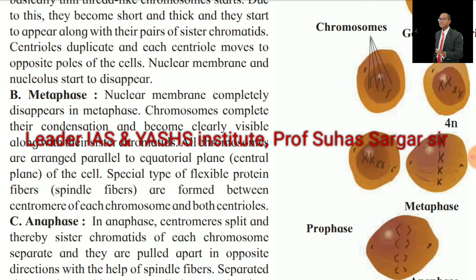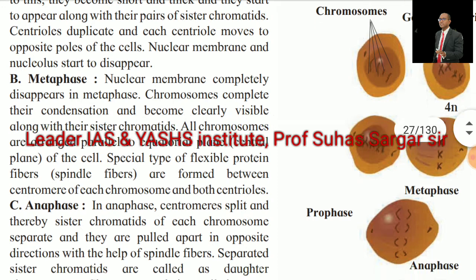Nuclear membrane completely disappears in metaphase. Chromosomes complete their condensation and become clearly visible along with their sister chromatids. All chromosomes are arranged parallel to the equatorial plane, the central plane of the cell. Special type of flexible protein fibers, called spindle fibers, are formed between the centromere of each chromosome and both centrioles.